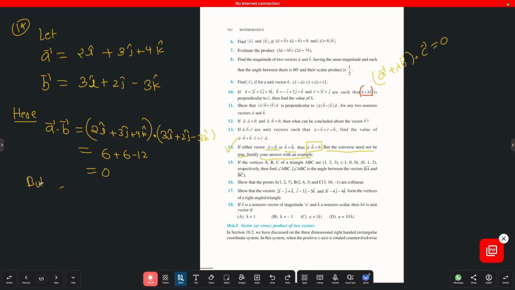But vector A is non-zero and vector B is non-zero. So this is the example which they ask. You can have different examples, no problem. You can write i plus j minus 2k, and i plus j plus k. Therefore 1 into 1, 1 into 1, and so on. So many examples are possible.